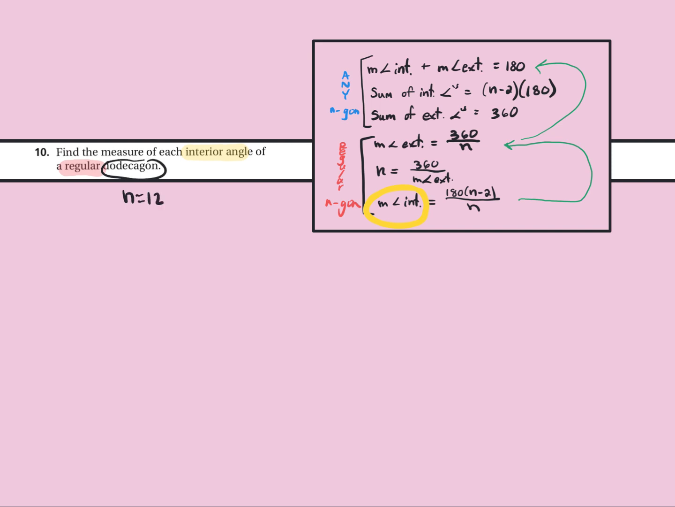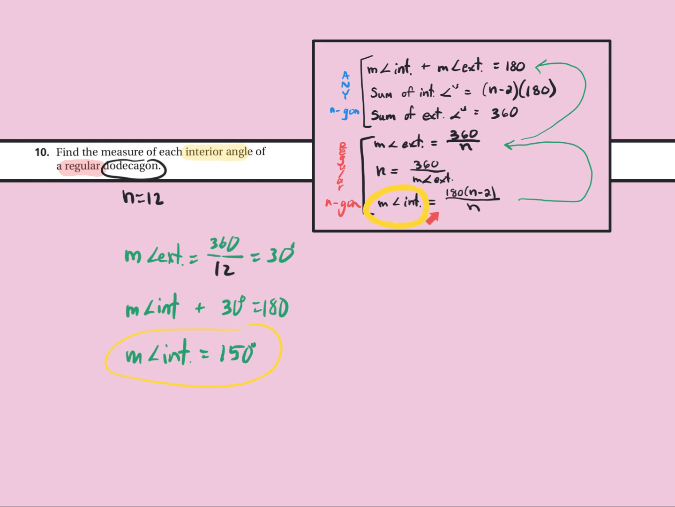So if we do it the green way, first we'll find the measure of the exterior angle, which is 360 divided by the number of sides. So 360 over 12 is 30. And now that we know the measure of the exterior angle, we can remember that the exterior and the interior are always supplementary. So 180 take away the exterior will equal the interior. Interior plus exterior is 180, so the interior's measure is 150.